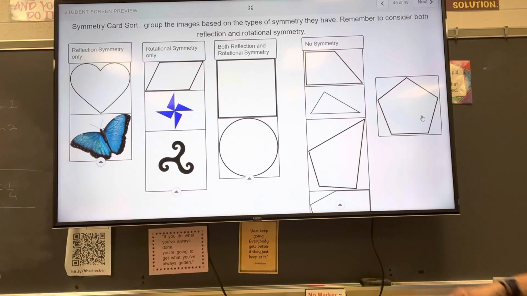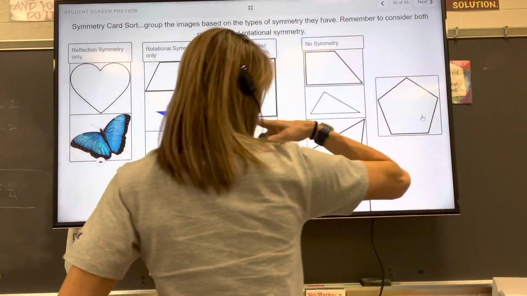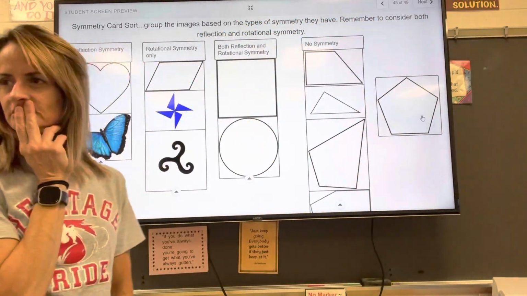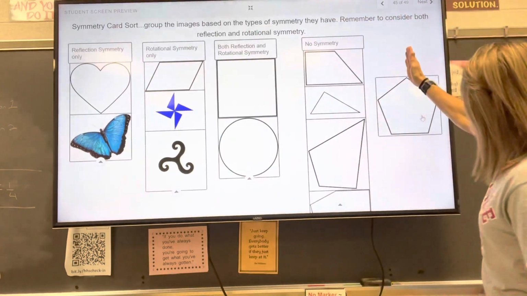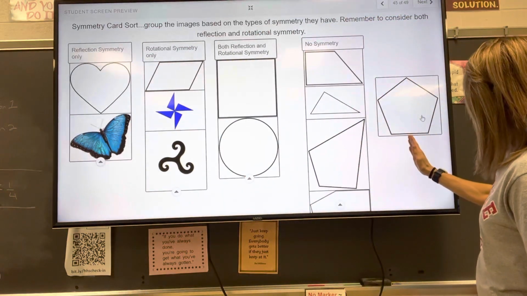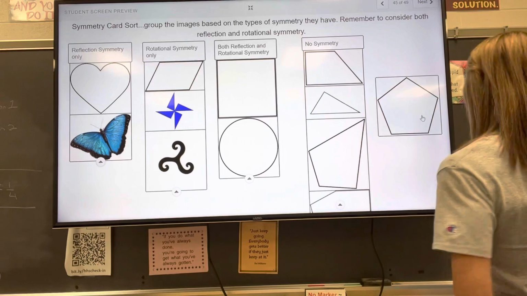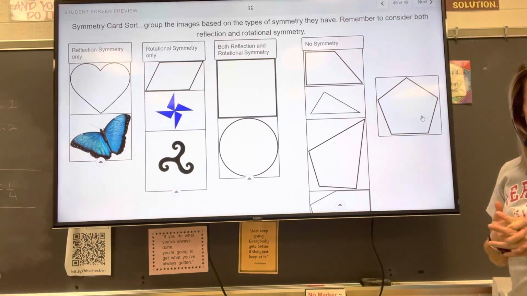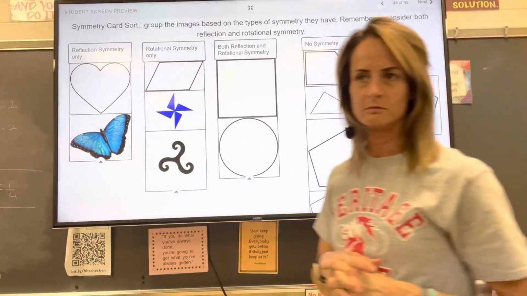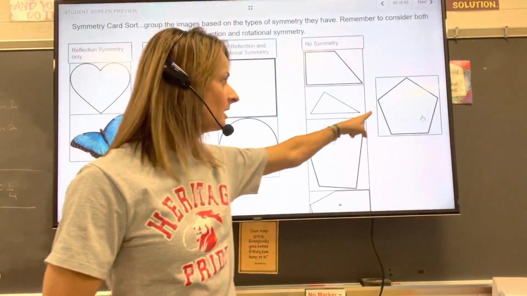Do you guys think this pentagon is regular or not? Because it clearly has reflectional symmetry, right? We could fold it over, but I don't know. These lines look kind of a little bit longer to me. What do you think? I could go either way. Do you think it's a regular pentagon or not?